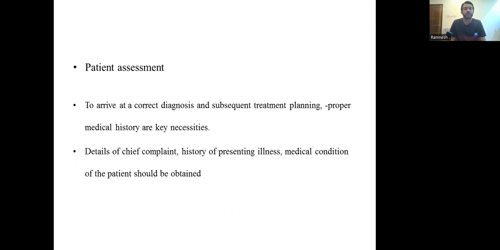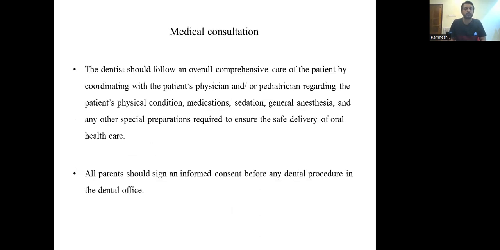Patient assessment. To arrive at a correct diagnosis and subsequent treatment planning, a proper medical history is a key necessity. Details of chief complaint, history of present illness, and medical condition of the patient should be obtained. Medical consultation. The dentist should follow an overall comprehensive care of the patient by coordinating with the patient's physician or pediatrician regarding the patient's physical condition, medications, sedation, GA, and other special preparations required to ensure the safe delivery of oral health care. All parents should sign an informed consent before any dental procedure in the dental office.